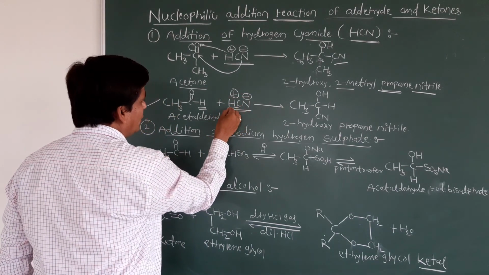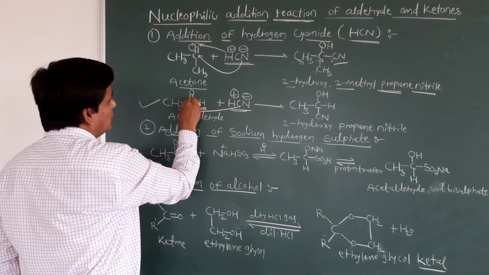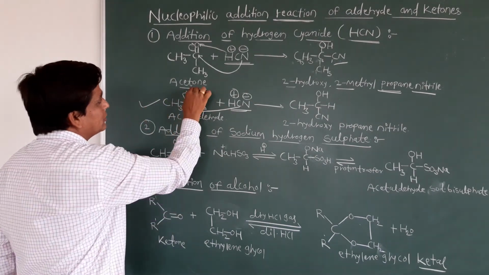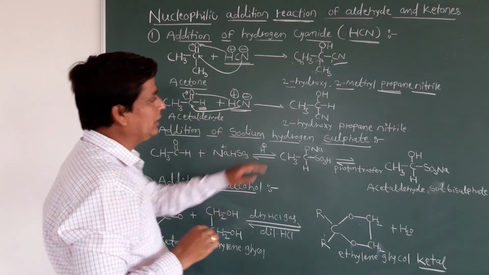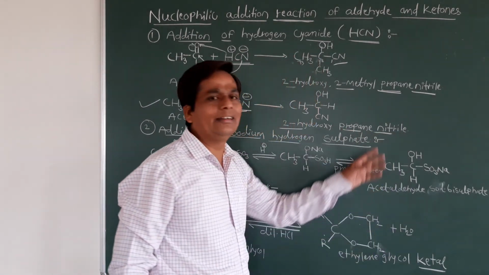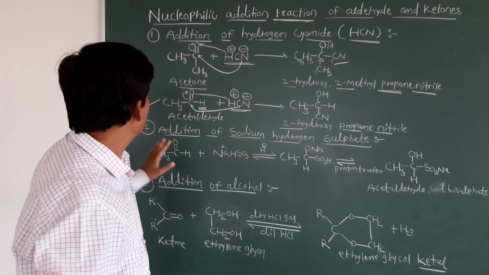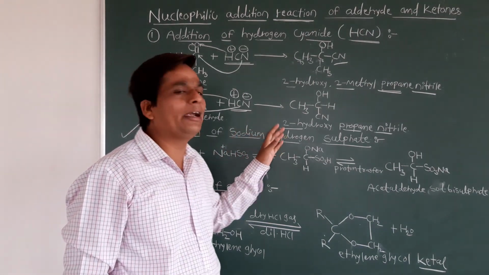So this nucleophile will attack the carbonyl carbon of this aldehyde. What happens? Now this double bond will shift like this. This oxygen will now carry a minus charge. Then this hydrogen will attach. Simply, here we will get 2-hydroxy propane nitrile. Now clear, students? See the second reaction, that is the addition of sodium hydrogen sulfite.